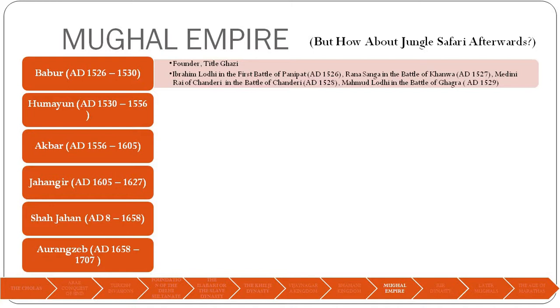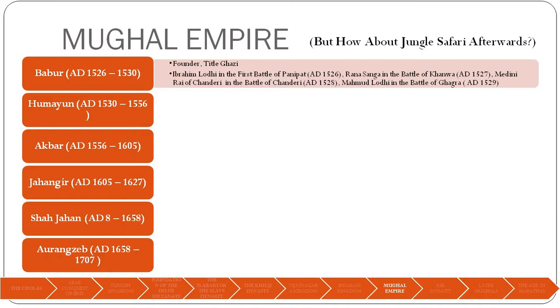Then Babur also defeated Medini Rai of Chanderi in the battle of Chanderi, which was in AD 1528, and Mahmud Lodi in the battle of Ghagra, which was in AD 1529. He wrote Tuzuk-e-Baburi in Turkish language. Babur also declared Jihad and adopted the title Ghazi.